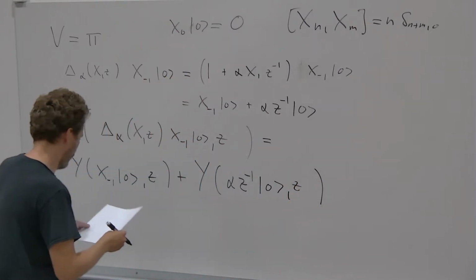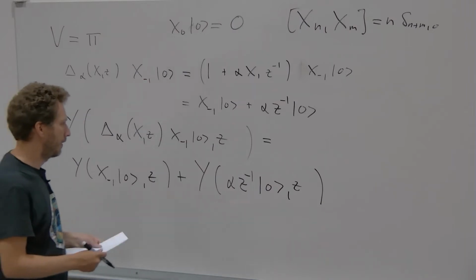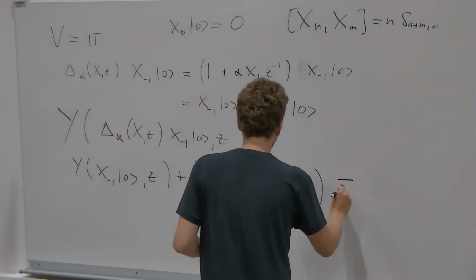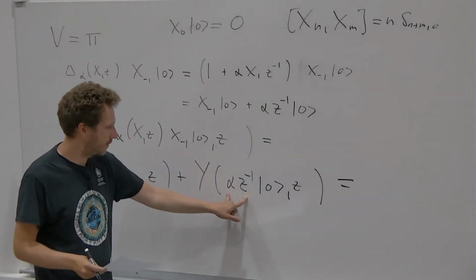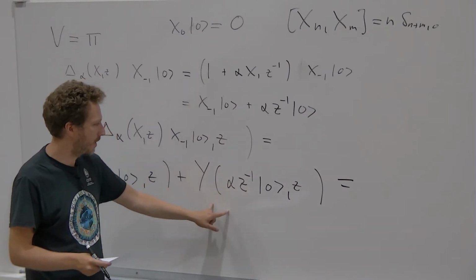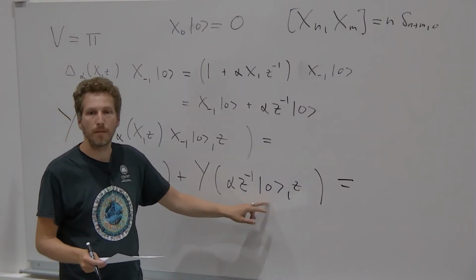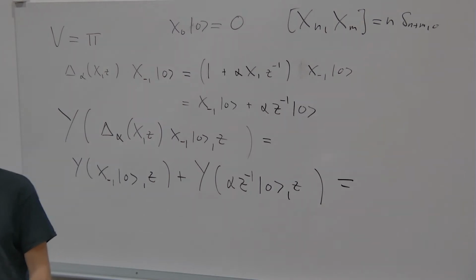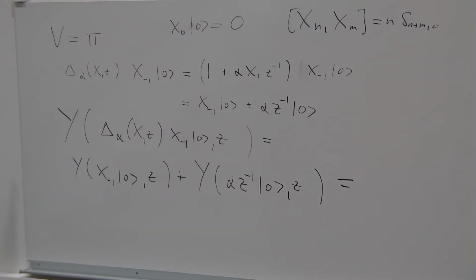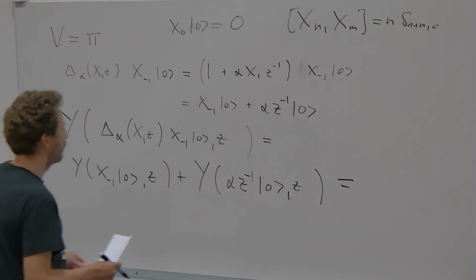Okay. Now here we can use linearity, so we can just take alpha z inverse out. I'm still confused. The thing you're allowed to put in the y is a priori an element of v, not an element of v with some power series. So you're confused about the z inverse here?